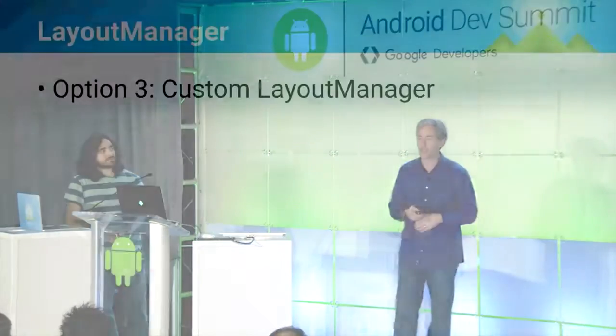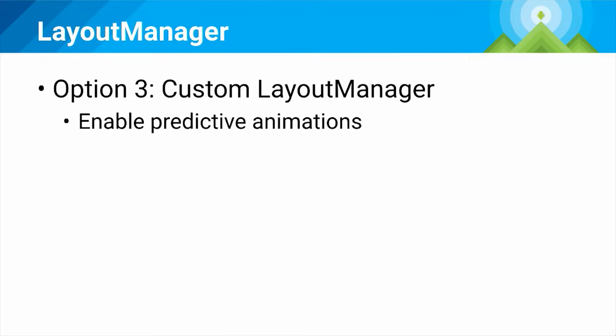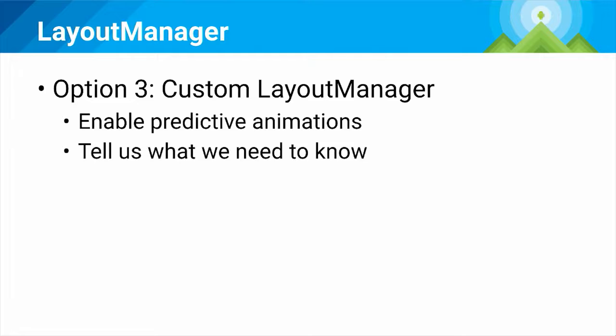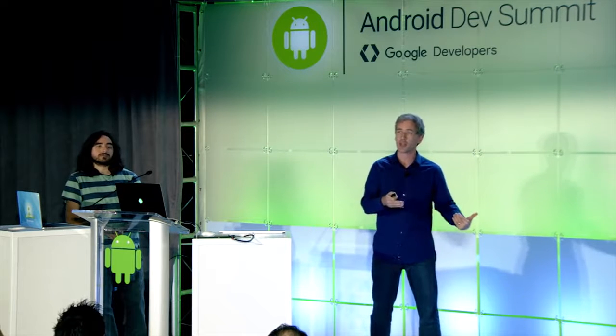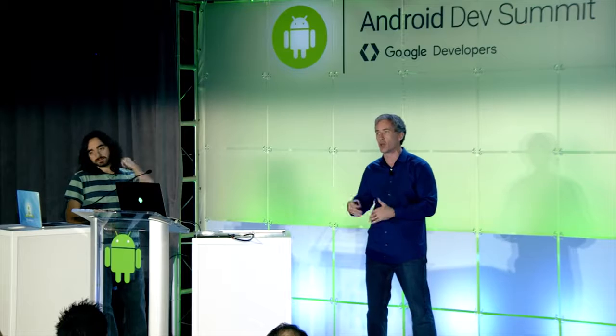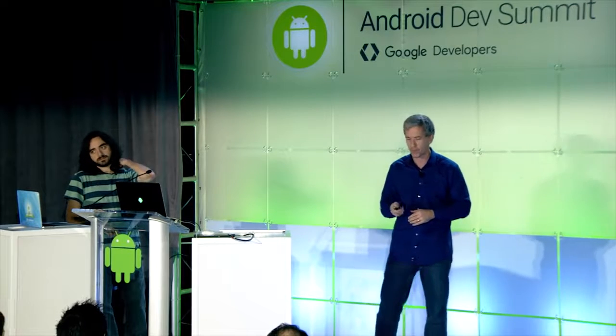And then option three is to go full bore custom and say, I've got a custom layout manager and I want predictive animation, so you're going to need to enable those. And then you're going to need to tell us what we need to know. For the items that disappeared off the screen, where would they have gone if we could still see them? Or if they appear on the screen from off screen, where did they come from?